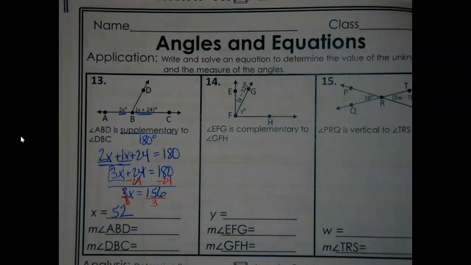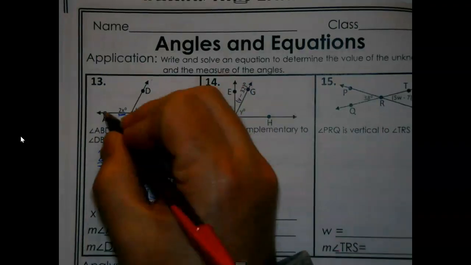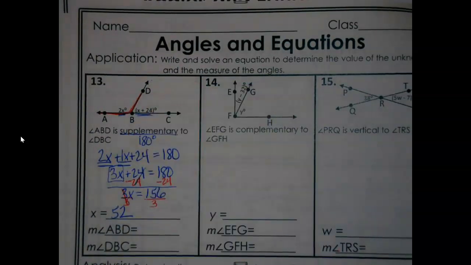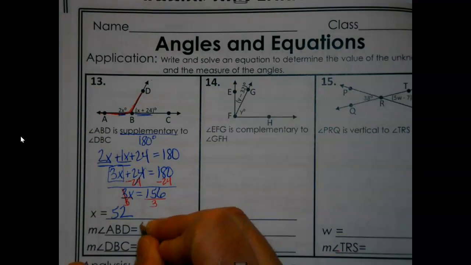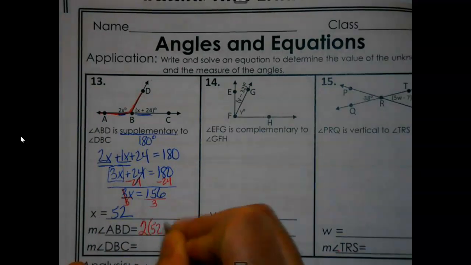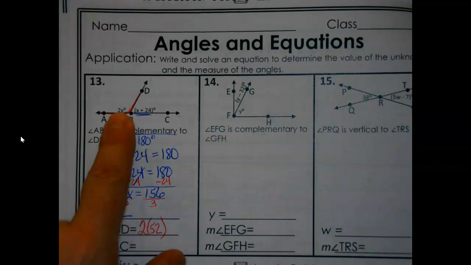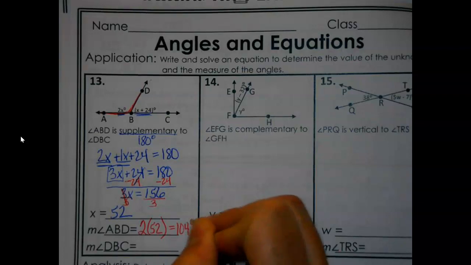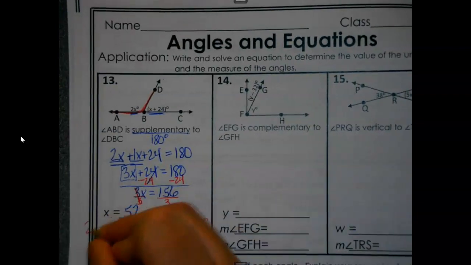Now, there may be a time when that's all that's being asked of you. Okay. In this case, it's not, but it may be sometimes. I'm just saying, if you're just being asked for x, that's what you would find. But in this case, we want to find out what angle ABD is, which is 2 times x. So we're going to do 2 times 52, because we know what x is now. Because ABD was 2x.